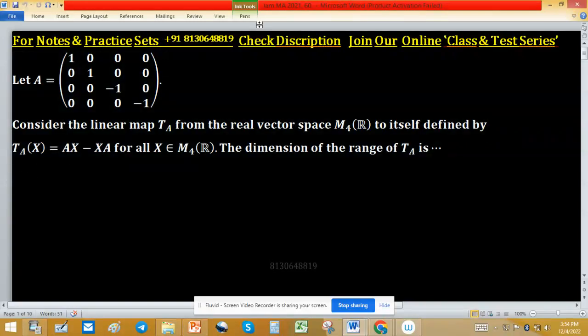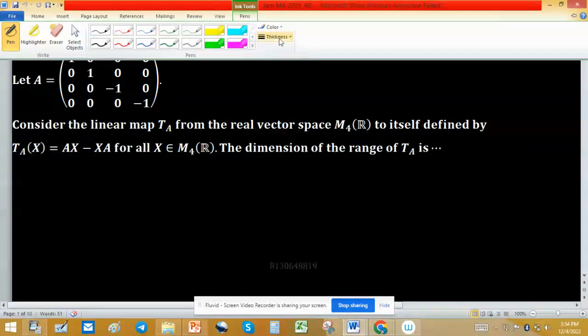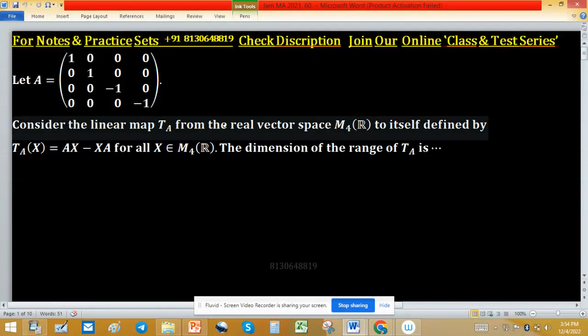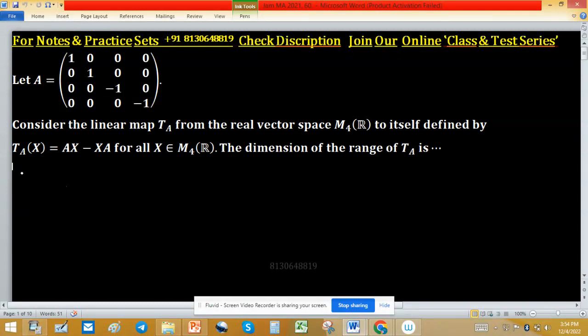Given a matrix A, consider the linear map T, normally denoted by T_A, from the real vector space M4(R) to itself, defined by T_A(X) = AX - XA for all X coming from M4(R). This means the size of matrix X is 4 by 4 and the entries come from the set of real numbers. Find the dimension of the range of T_A.